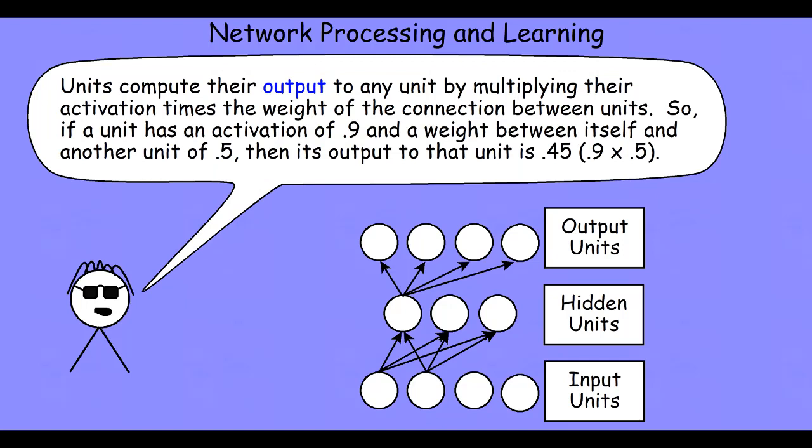Units compute their output to any other unit. Right? So notice that this unit is connected to each of the units in the successive layer, here our output layer, and that output is the activation of that unit multiplied by the weight between that unit and the unit it is passing its activation to. So if a unit has an activation, say of 0.9, and a weight between itself and another unit of 0.5, then the output, the activation that it transmits to that next unit, will be 0.45, 0.9 times 0.5.